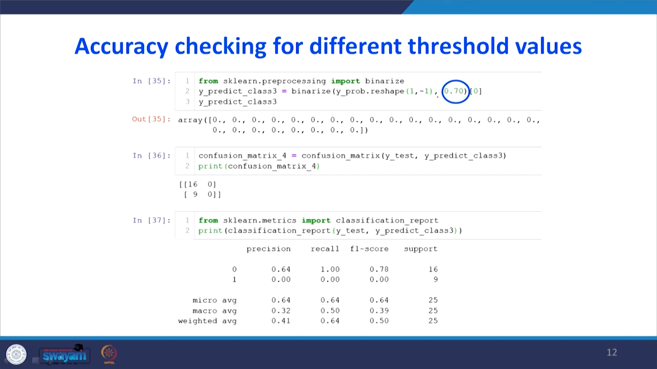If you take the threshold value 0.7, what is happening here? The true negative value is increased, but there is no true positive at all. So, after a certain threshold value we are not able to get true positive values, but the other values are a little improved.